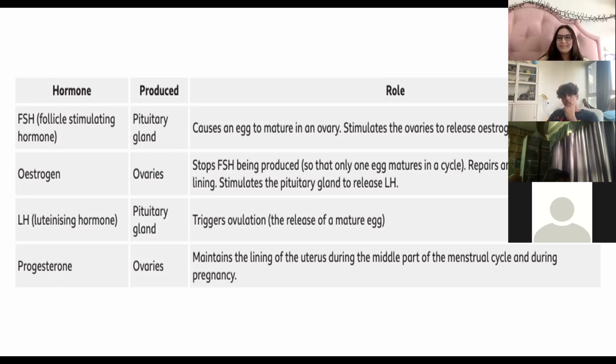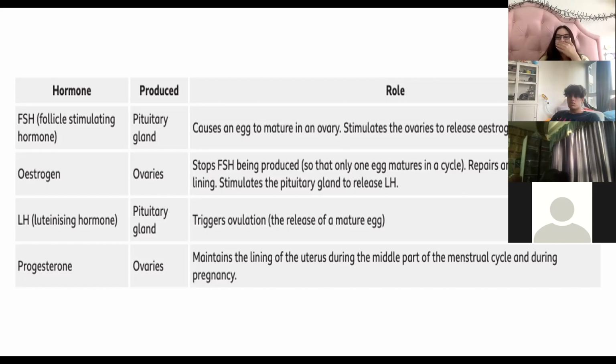What is a follicle? Miss, I know what a hair follicle is. Okay, no. In this case, what is a follicle? Is it in the ovaries? It's what creates the egg. Right. So these are the places where eggs are kept. All right. So it is going to stimulate.